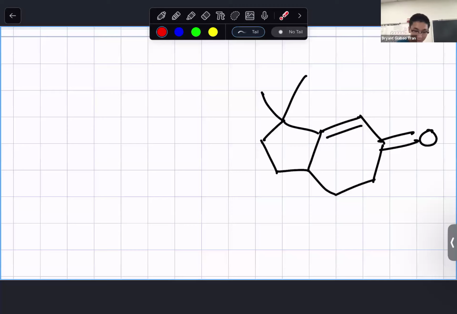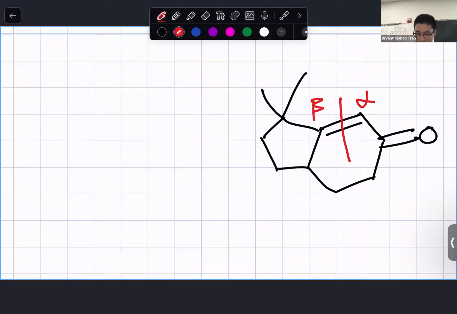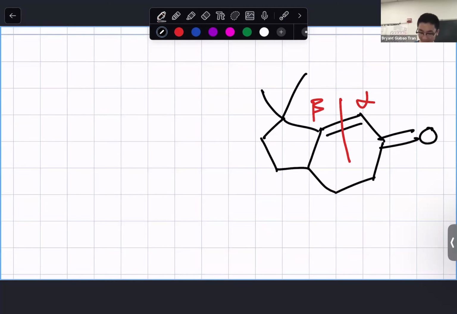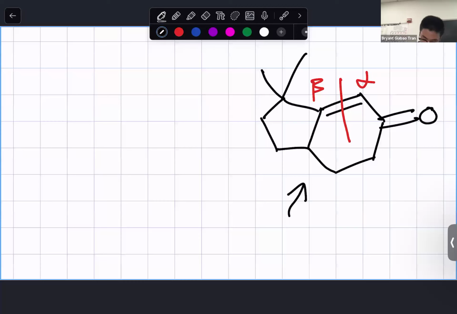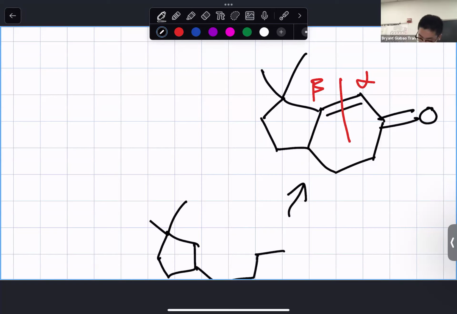Okay, so what did you guys try first? How did you make the first disconnection? I'm spinning the double bond to find the other positions relative. Right. And which one would be your nucleophile and which one would be your electrophile here? If we make that first disconnection, would your nucleophile be the alpha carbon or the beta carbon? Yeah, the alpha carbon, which is that methyl group there.